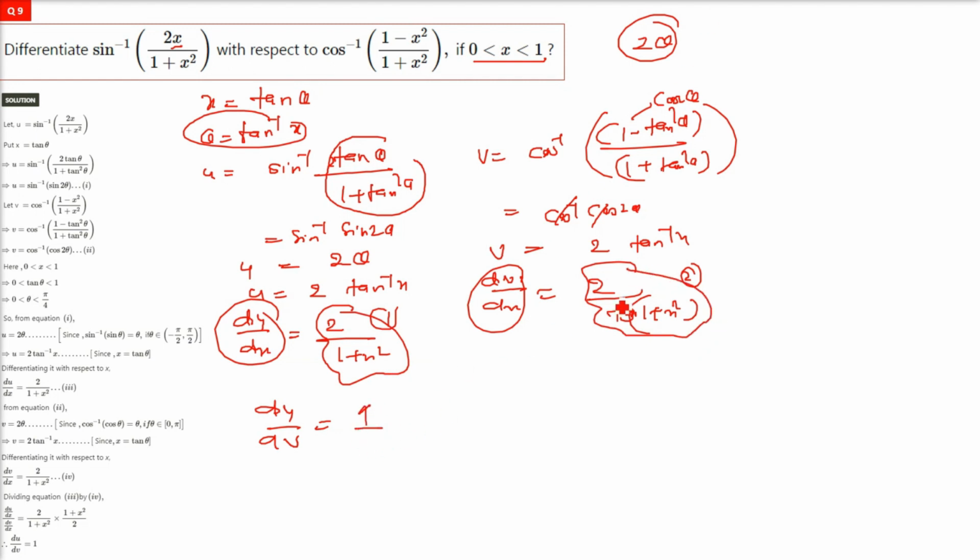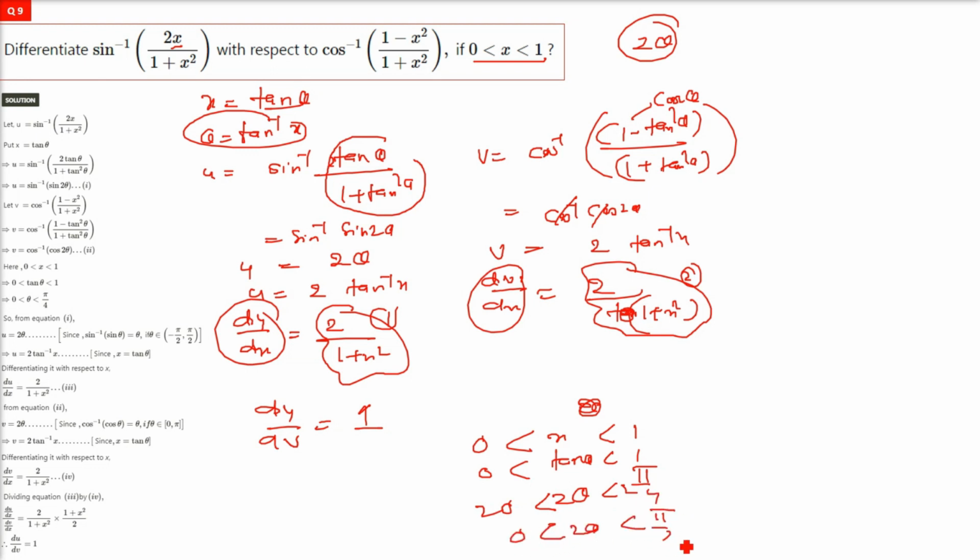This is your answer. Basically x has to be between 0 and 1, and this x is tan theta. So tan theta has to be between 0 and 1. When we take the tan inverse, theta is going to be between 0 and pi by 4, multiplied by 2. So you get 0 and pi by 2 as the boundary. So 2 theta has to be between this. That is true also.